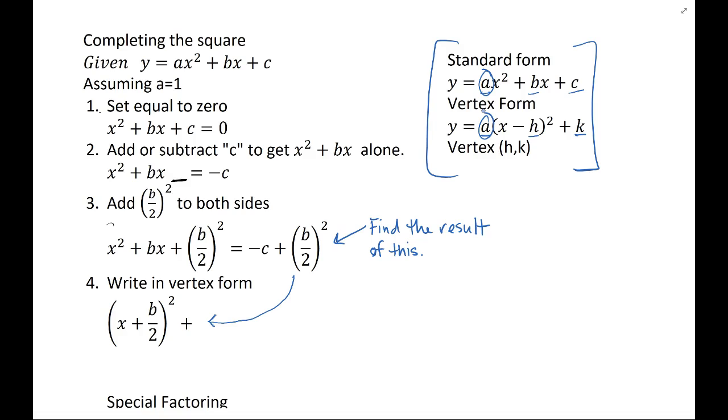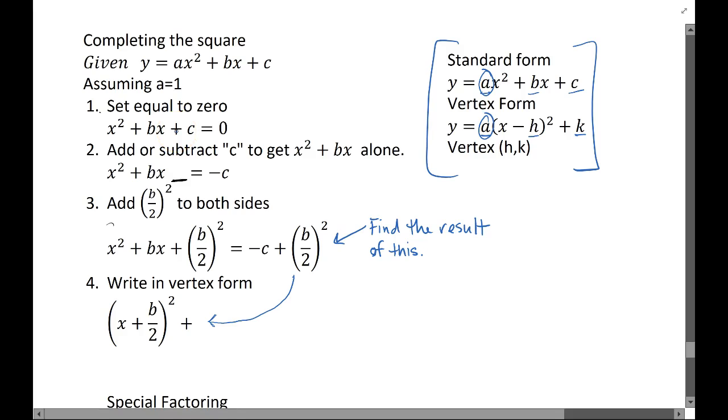So assuming that the A value is 1, so there's no coefficient in front of x squared except for 1, your first step will be to set your equation equal to 0. Then you will add or subtract the C value to get your x squared plus bx alone.